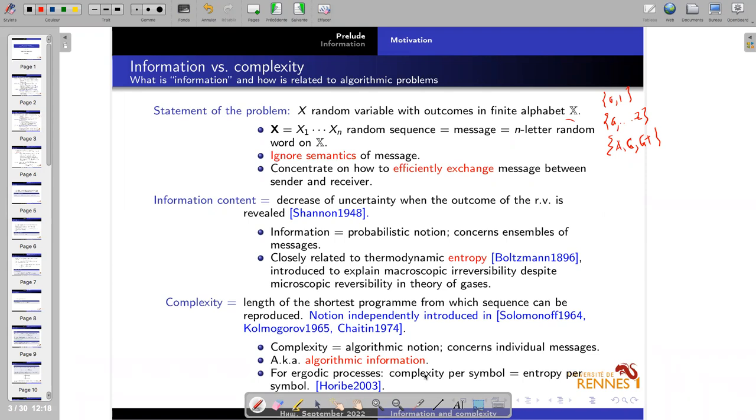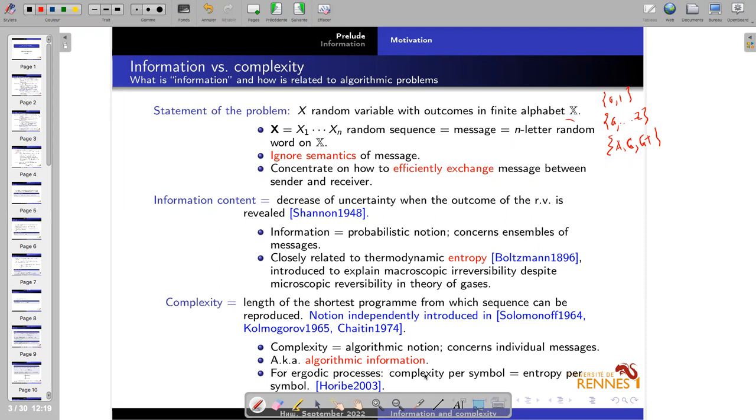The second point is that this quantity of information that Shannon proposed in 1948 as being the information content was already known practically three quarters of a century before, because Boltzmann in 1877 had already introduced this notion as the thermodynamic entropy. It was published only much later, in 1896, but it was known already early. And he introduced this quantity of entropy to explain the macroscopic irreversibility, despite the microscopic gas being governed by time-reversible equations. So that's about information. So what is complexity?